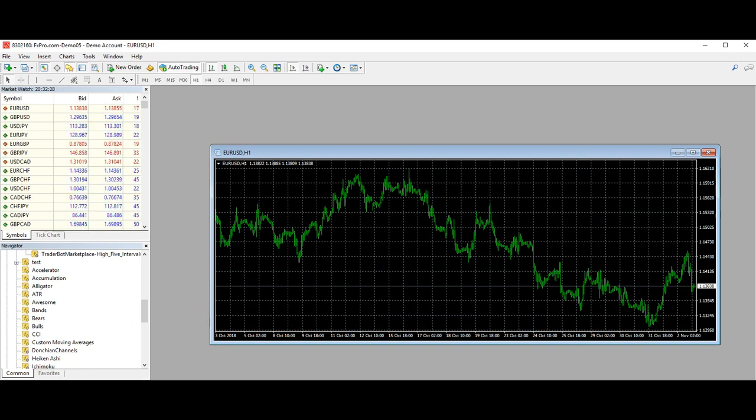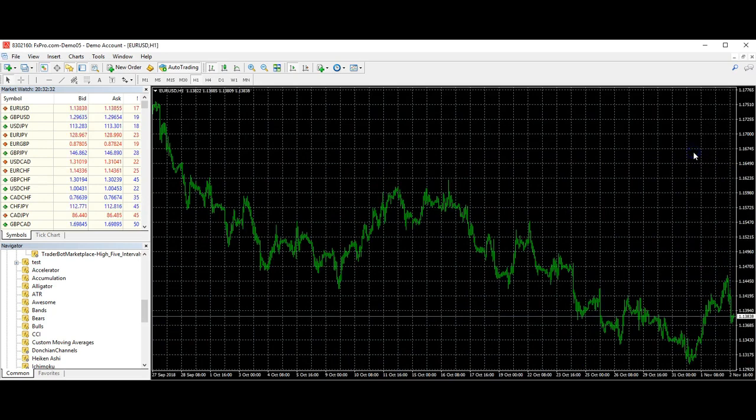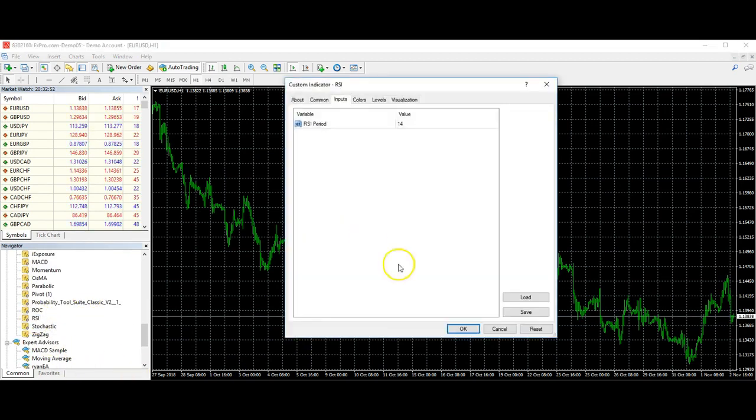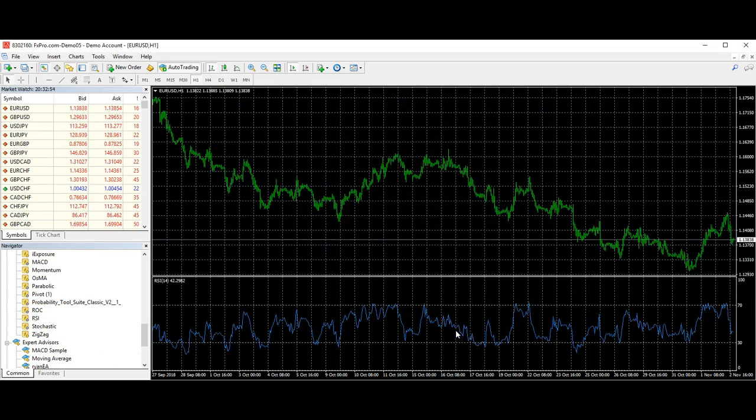Okay, so now we have a chart open. We want to maximize that chart. Just make it big. Now over in the left-hand side, you can see the navigator right here. This holds all of your indicators and expert advisors and scripts and things that you want to put on a chart. What is an indicator? Well, it's like the RSI. All over the internet, people talk about the RSI as an indicator, and this is what it looks like.